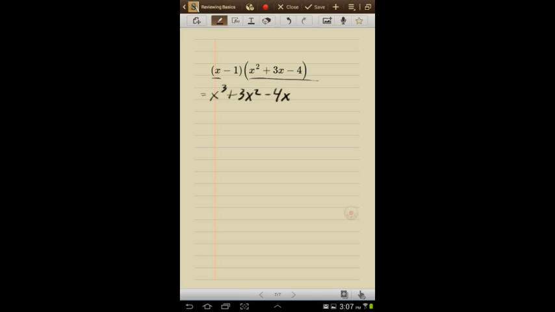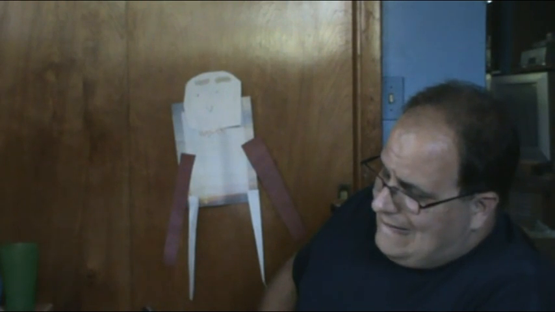Now, take the negative 1, don't forget about your negative, times everything inside those parentheses. Negative 1 times x squared is negative x squared. Negative 1 times 3x is negative 3x. Negative 1 times negative 4 is plus 4. Add our like terms. x cubed plus 2x, don't forget you're subtracting there. Negative 4x minus 3x, negative 7x plus 4. There you go.